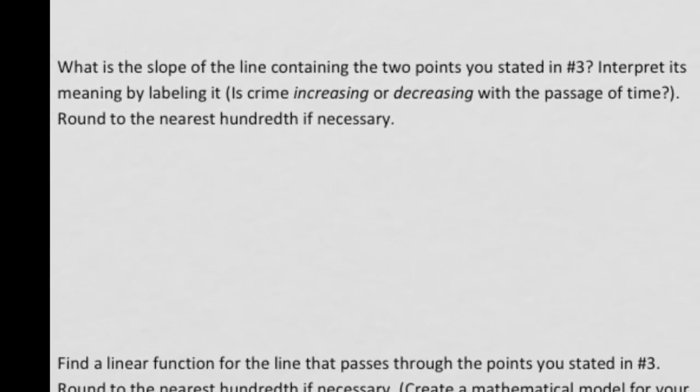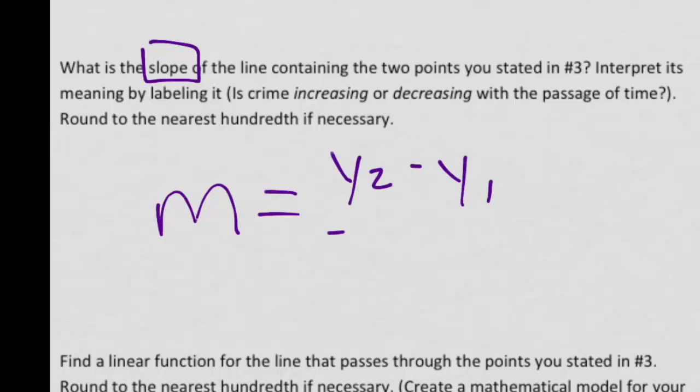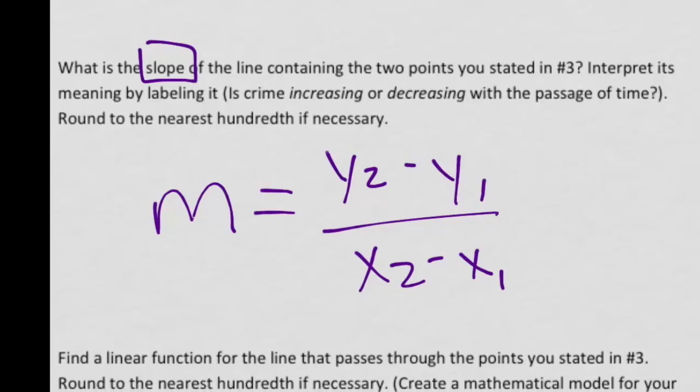List them here. What is the slope of the line containing the 2 points that you stated in number 3? So if we're talking about slope, then we know we're dealing with some sort of m is equal to, and the way your textbook typically writes it is y sub 2 minus y sub 1 all over x sub 2 minus x sub 1. There are a couple of different ways that we could write this, but that's the one that you're going to see a lot.